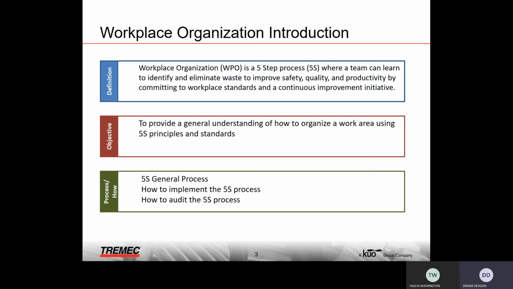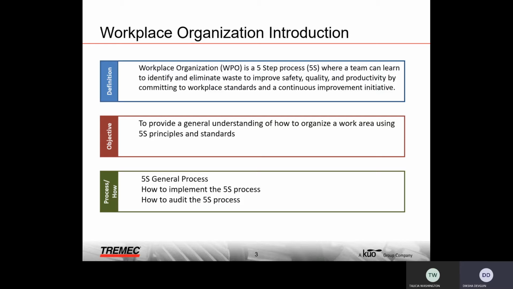So what is a workplace org? It is a 5-step process. A lot of you might have heard of 5S, it's a Japanese system, but we use similar criteria, just different titles for our 5S. It is where a team can learn to identify and eliminate waste, to improve safety, quality, and productivity by committing to workplace standard and continuous improvement initiative.